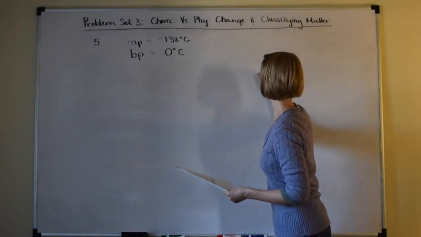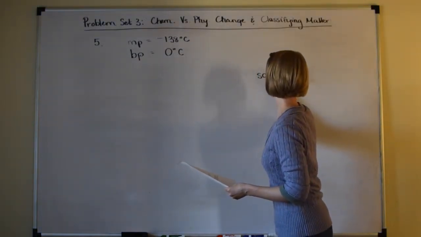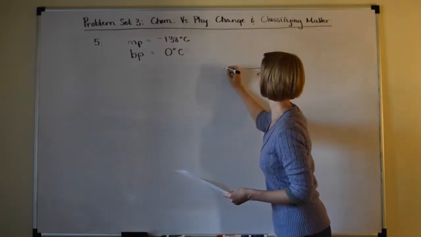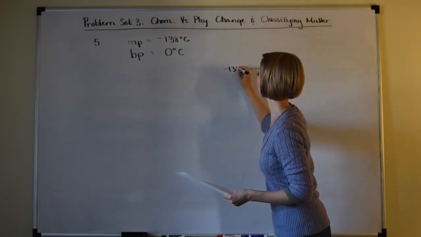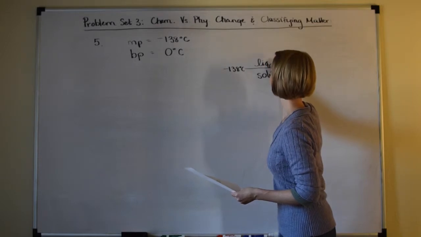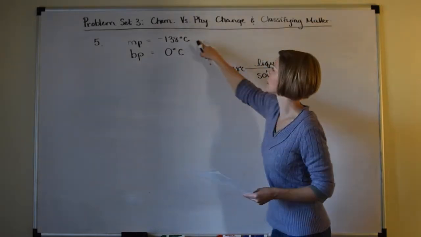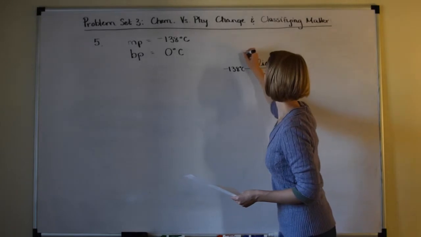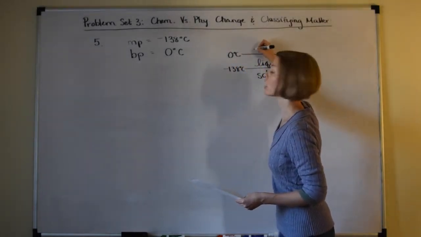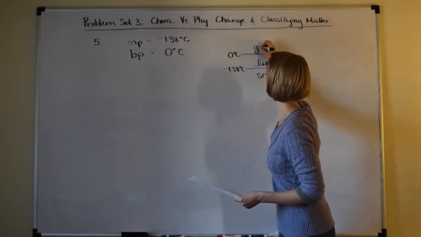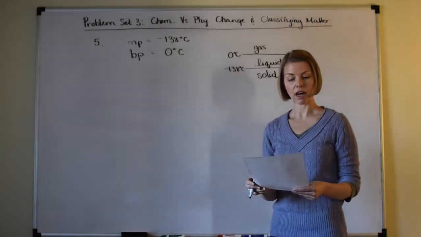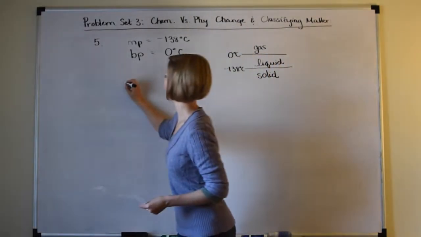Okay, so we know that butane would be a solid below negative 138 degrees Celsius. Above that, it's going to be a liquid. It will have melted because that's the melting point. And then at 0 degrees Celsius, that liquid butane would boil off into a gas because that's the boiling point of butane. So this little diagram might help me to answer A, B, and C for number 5.